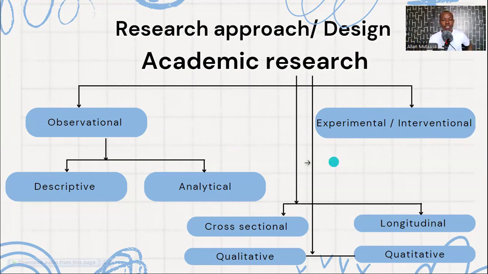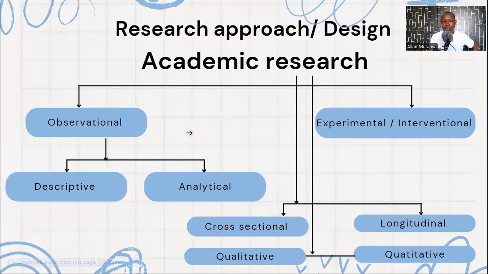An observational study, or observational research, is when you, the investigator, just go to the place where you want to investigate and you observe. Observing can mean you sitting there and looking at what people are doing, or it can mean you are talking to the people and hearing what they are saying about a certain problem or phenomenon that is happening. This is called observational research.